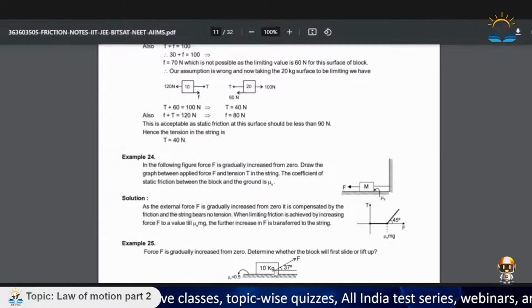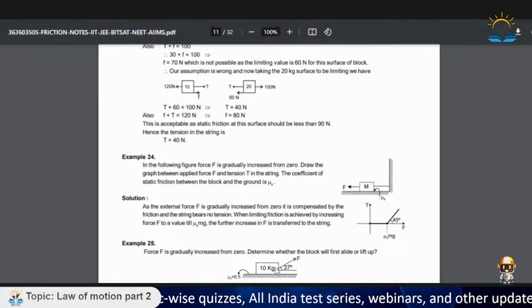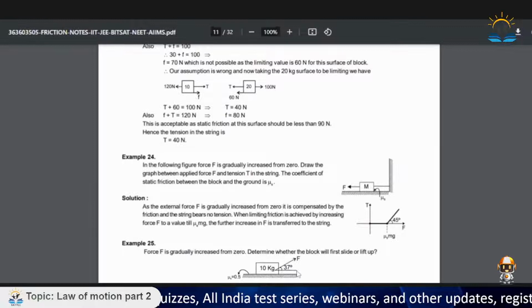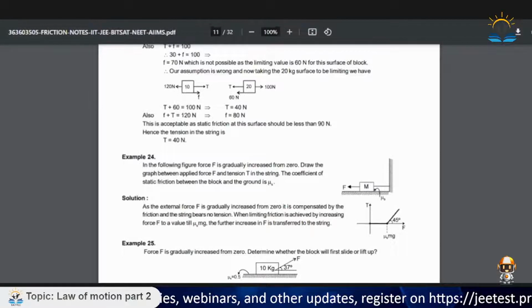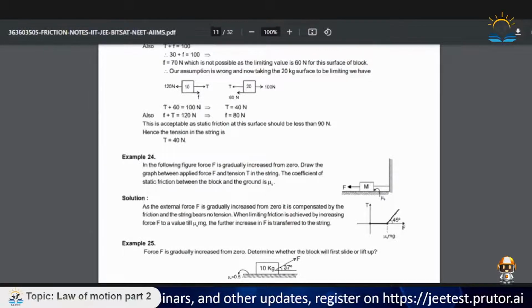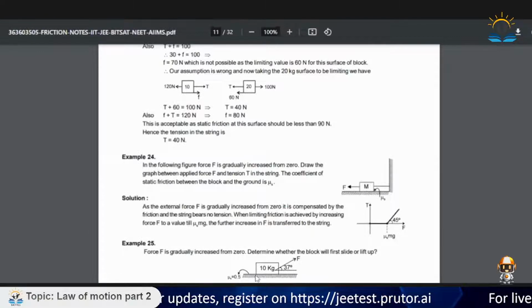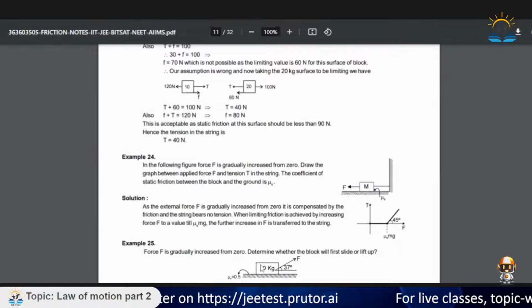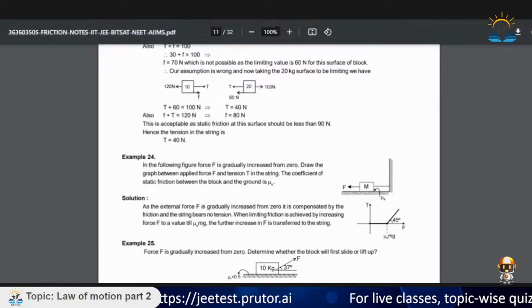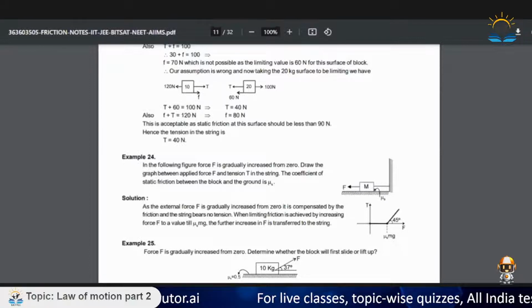Now let us make components of this force. There is one component F sin 37 degrees in the y direction, and the second component is F cos 37 degrees in the x direction. So F cos 37 would be F into 4 by 5, and F sin 37 degrees would be F into 3 by 5. Now let us assume that the frictional force here would be 0.5. Now let us first assume that the block will first lift up.